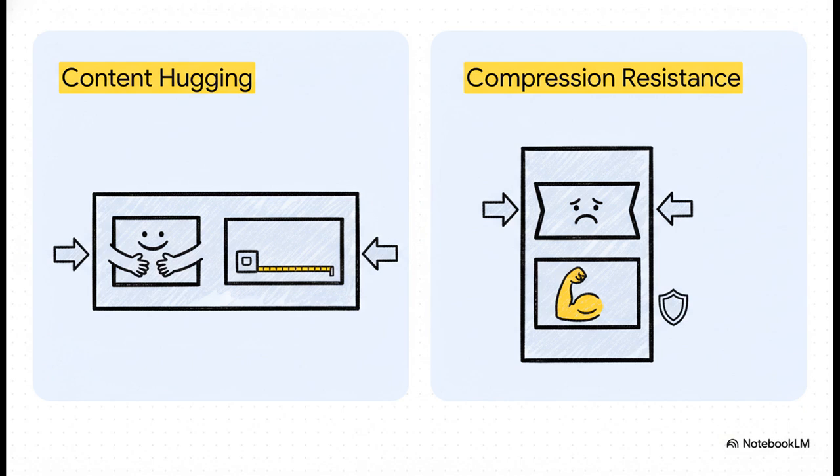Now flip it. Imagine there's not enough space. Which one should get squished or cut off? That's compression resistance. The one with lower resistance is the one that shrinks. It's really just a way to tell auto layout how to settle fights over space.